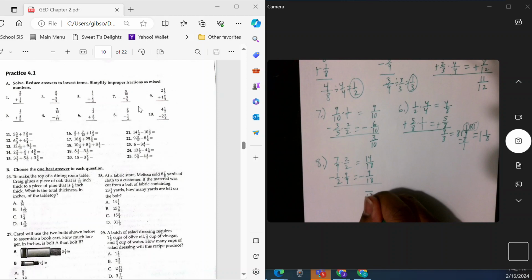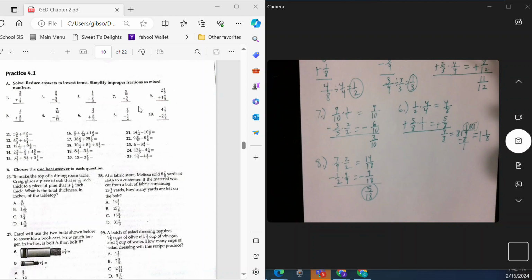We'll bring down our 18. 14 minus 9 is 5. So it'll be 5 over 18. Okay, so now we've solved fractions that had different denominators. We've solved fractions that had the same denominator. Now we're going to deal with mixed numbers.